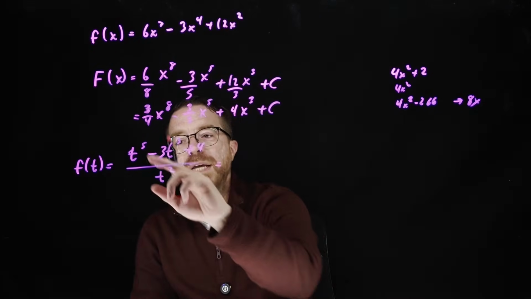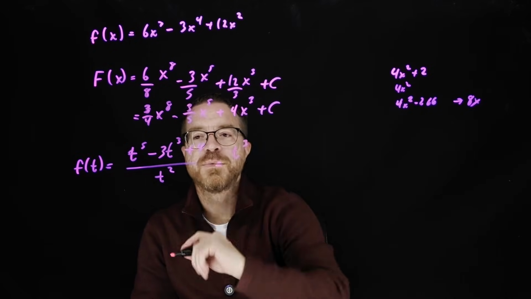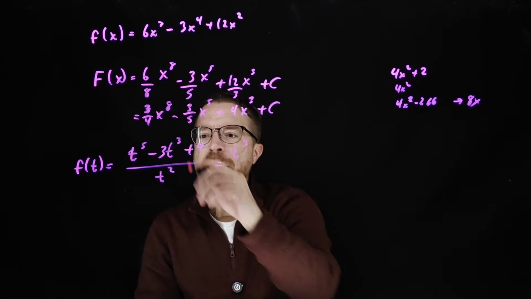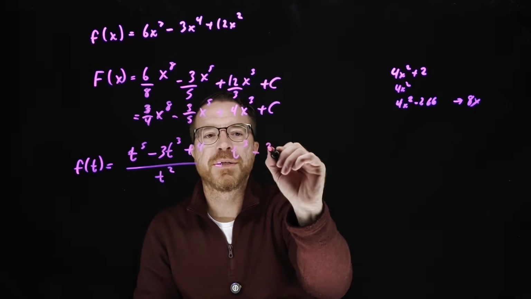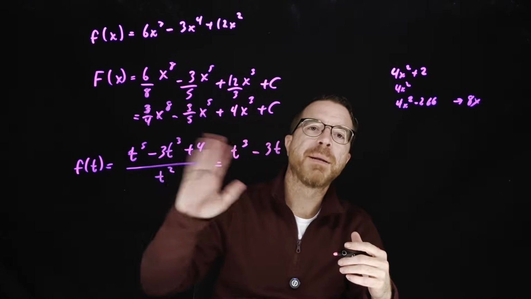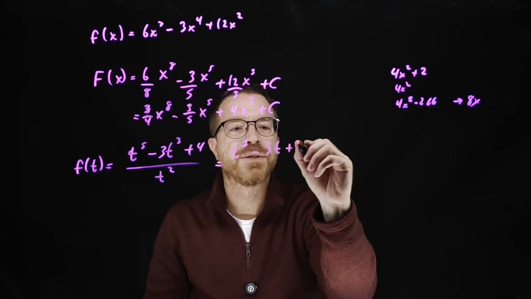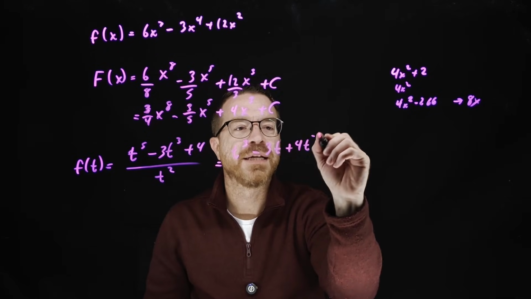If I take t to the 5th divided by t squared, this would be t cubed, because you subtract the powers. This one is going to end up being minus 3t, and then this one will stay as 4 over t squared, but I'm going to rewrite it with the t to the negative 2 power. So this will be plus 4 times t to the negative 2.